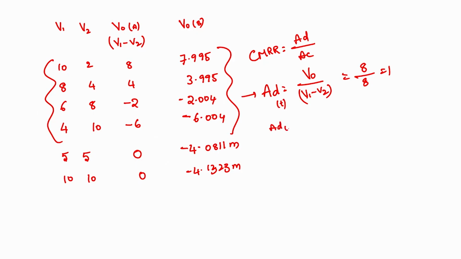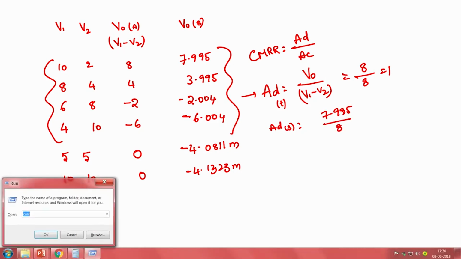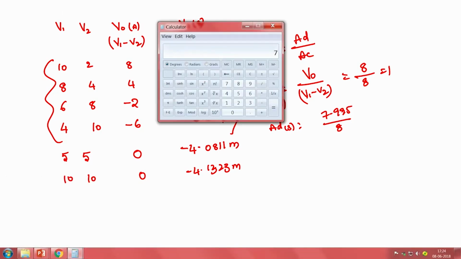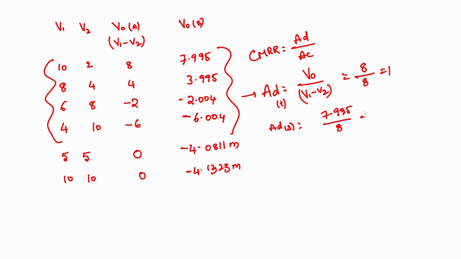So in simulation, when we see the value is V naught, V naught is 7.995 divided by 10 minus 2, 8. So when I calculate, I am taking calci, 7.995 divided by 8, 0.999, which is almost equal to 1, no matter what.